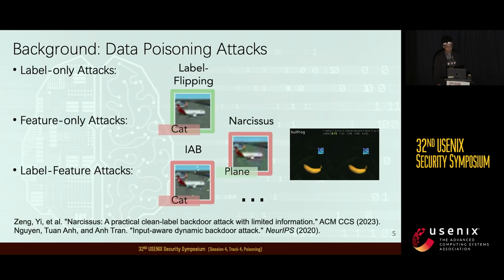Academically, data poisoning attacks have evolved in complexity. We've categorized them into three types of attacks for the image classification task. One is label-only attacks, for example, random or targeted label flipping. Second, feature-only attacks, for example, the Narcissus attack, which achieves state-of-the-art attack efficacy by manipulating less than 0.5 percent of the data. And label-feature attacks, where we're referring to standard backdoor attacks. Here we use the input-aware backdoor as a visual example.